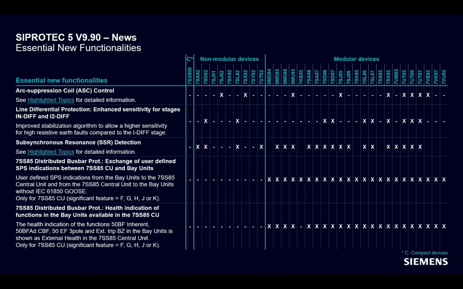Subsynchronous resonance detection. Available for 7SA82, 7SD82, 7SL82, 7UT82, 6MD85 and 86, 6MU85, 7SA86 and 87, 7SD86 and 87, 7SJ85 and 86, 7SL86 and 87, 7SX85, 7UM85, 7UT 86, 85, and 87. This will be part of the highlighted topics too.